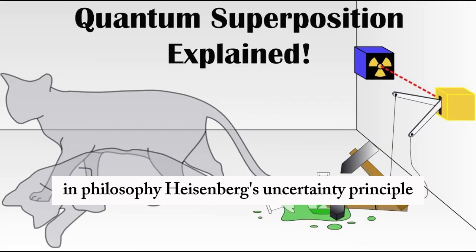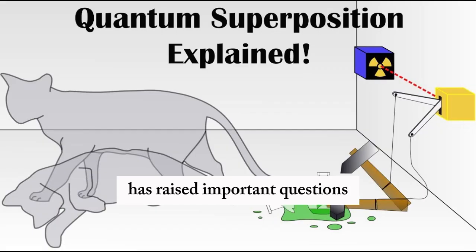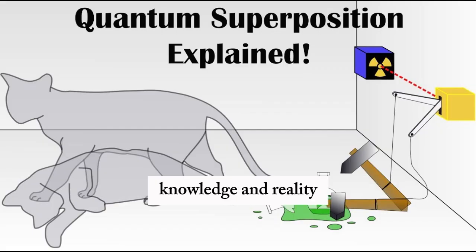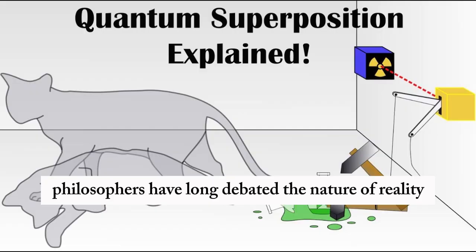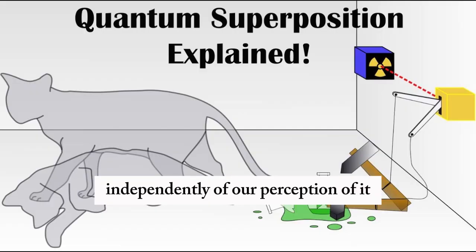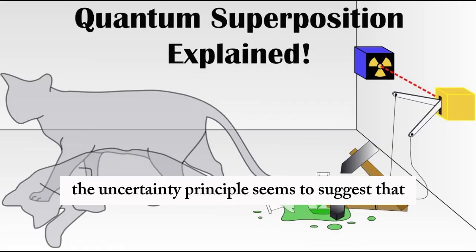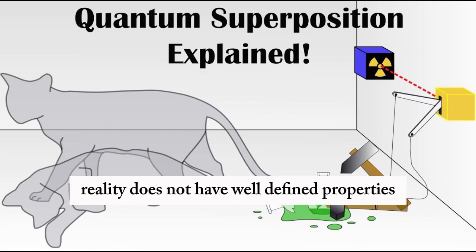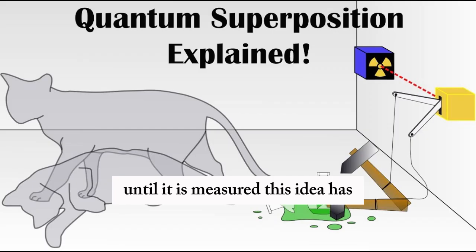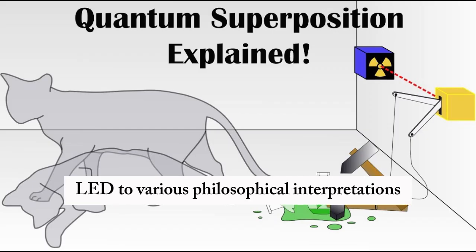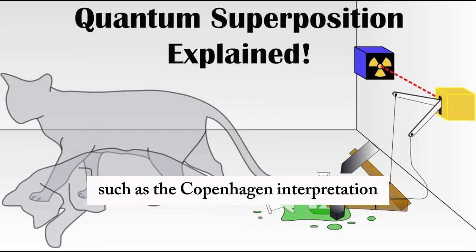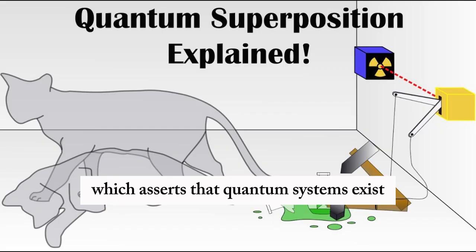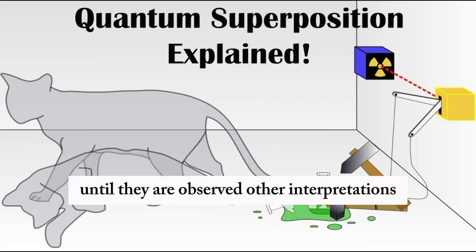In philosophy, Heisenberg's uncertainty principle has raised important questions about the relationship between perception, knowledge, and reality. Philosophers have long debated the nature of reality and whether it exists independently of our perception of it. The uncertainty principle seems to suggest that, at least in the quantum world, reality does not have well-defined properties until it is measured. This idea has led to various philosophical interpretations, such as the Copenhagen interpretation, which asserts that quantum systems exist in a superposition of states until they are observed.